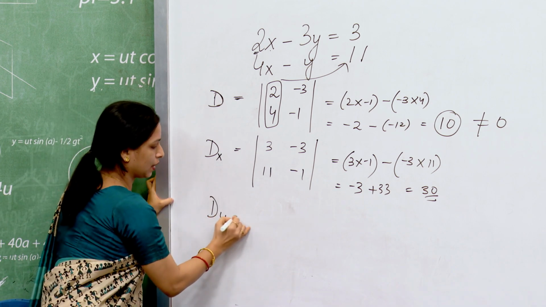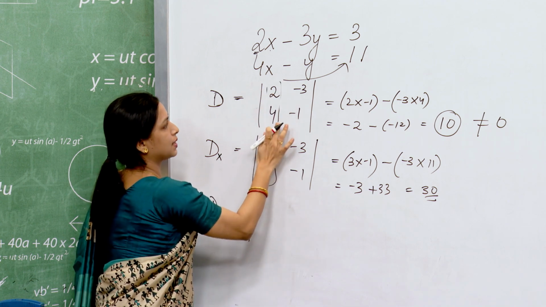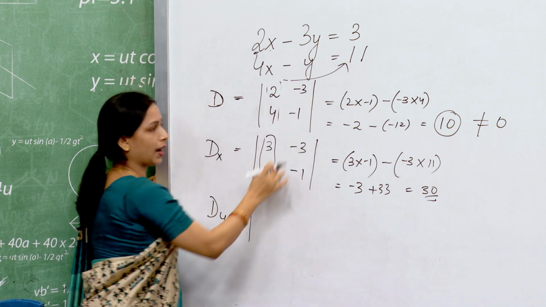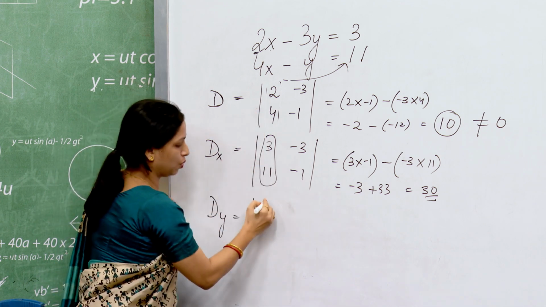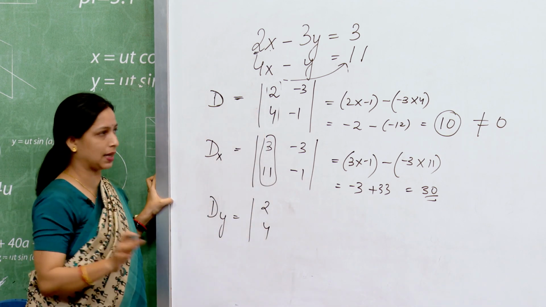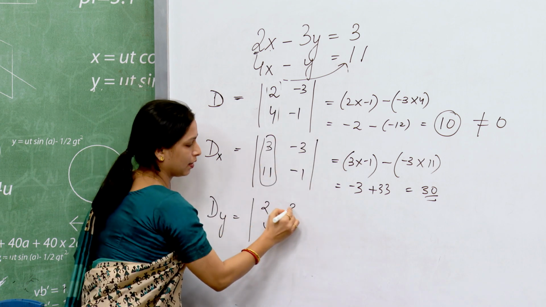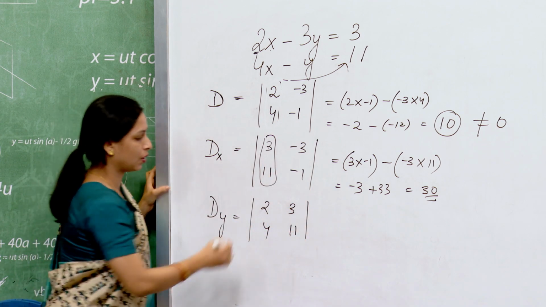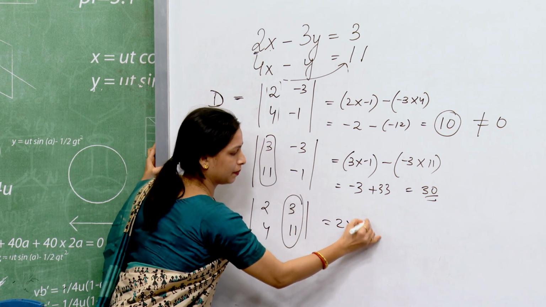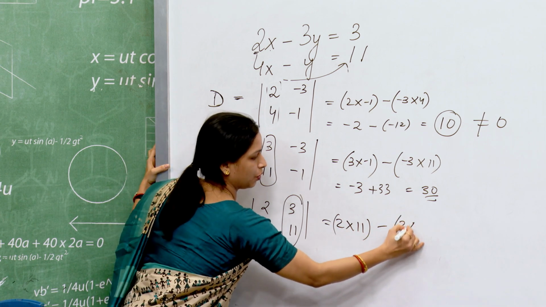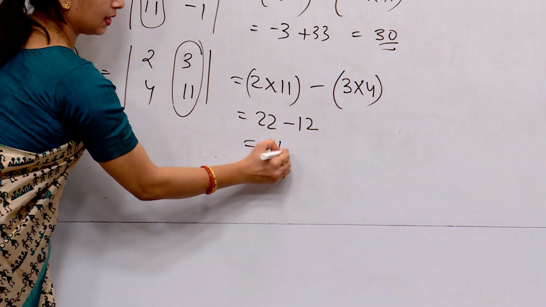Now, Dy. In Dy, we substitute the coefficients of y with the known values. The x coefficients remain the same, so 2 and 4 stay, and we substitute the coefficients of y, minus 3 and minus 1, by the known values, 3 and 11. Next step, we find the determinant. So, 2 into 11 minus 3 into 4. That is 22 minus 12, so the answer is 10.